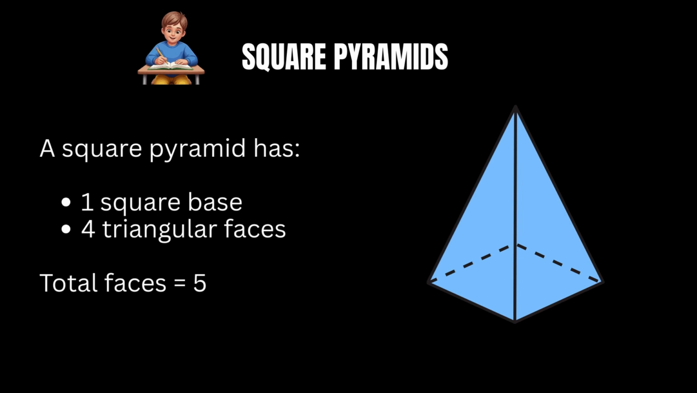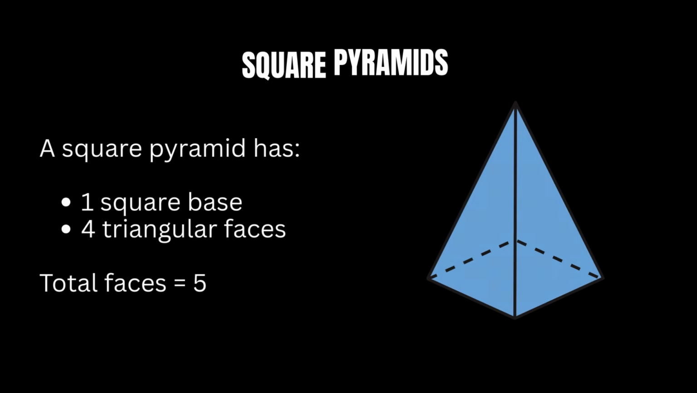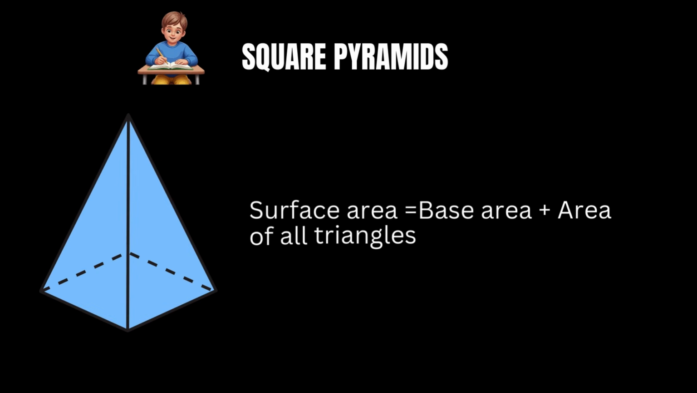Now let's move to pyramids. A square pyramid has 1 square base, 4 triangular faces. Total faces equals 5. Surface area equals base area plus area of all triangles.